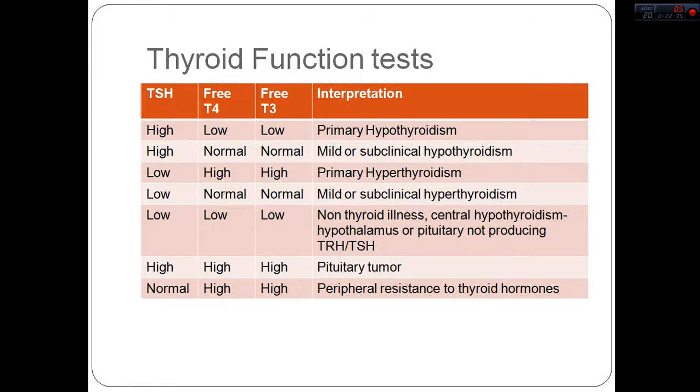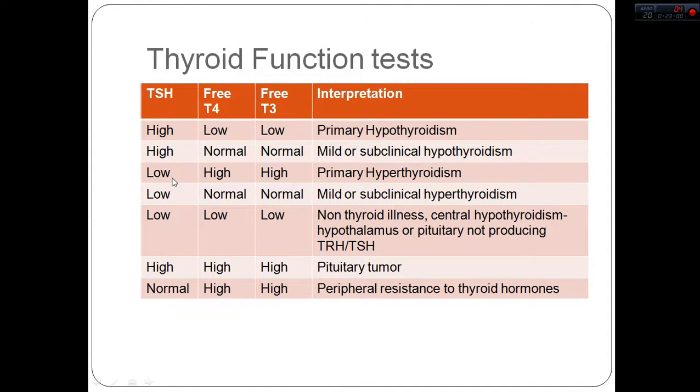Now here, the second one, the TSH is high, but the T3, T4 levels are normal. So this could be a case of subclinical hypothyroidism, or a very mild hypothyroidism, and eventually this normal T4 and T3 will become low.